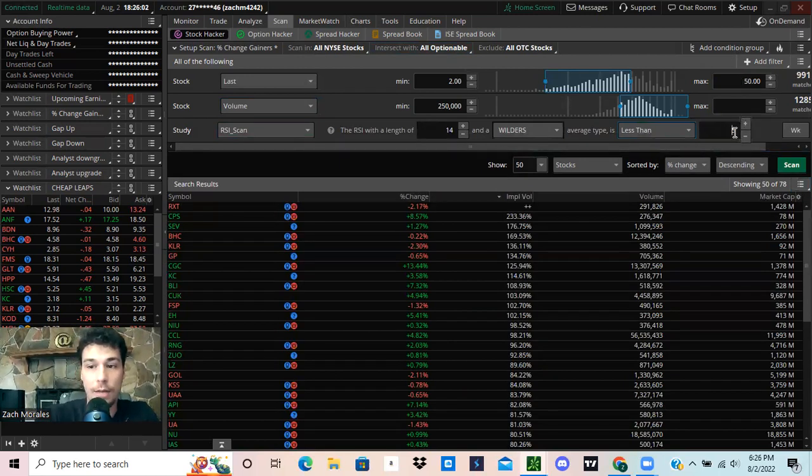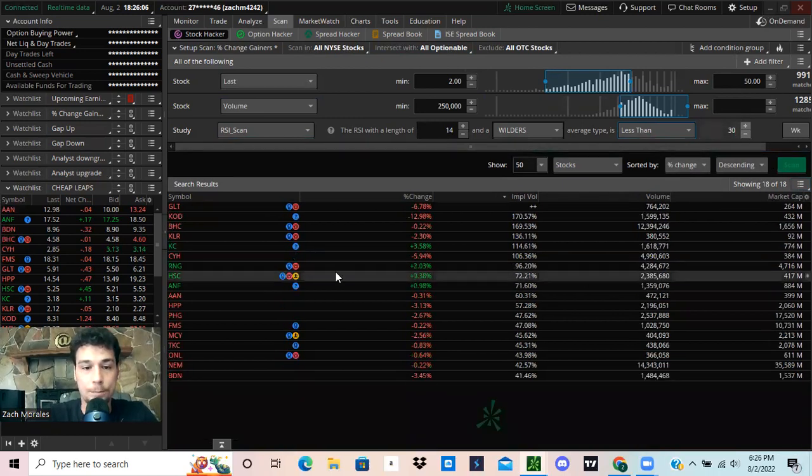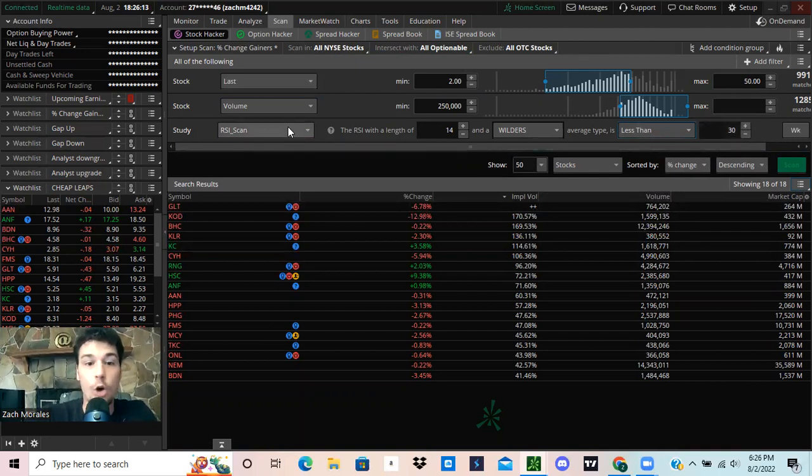Or again, you can put the RSI at 30 and this will trim it some more. Honestly, mostly I keep mine at 30. So that's what I would recommend. 30 is the oversold level, and it'll really clean it up and minimize for you, right? So now what we're seeing is stocks with a lot of volume that we can get in and out of.